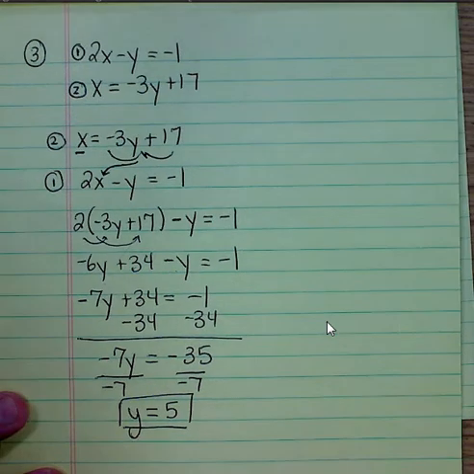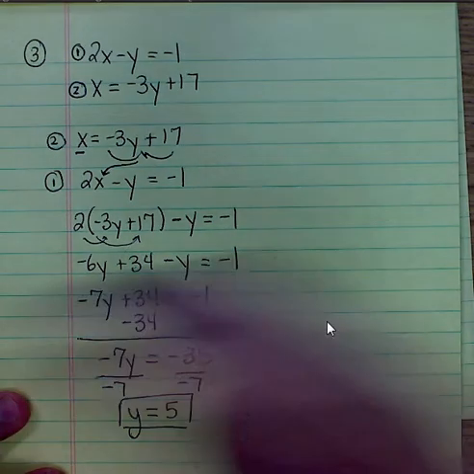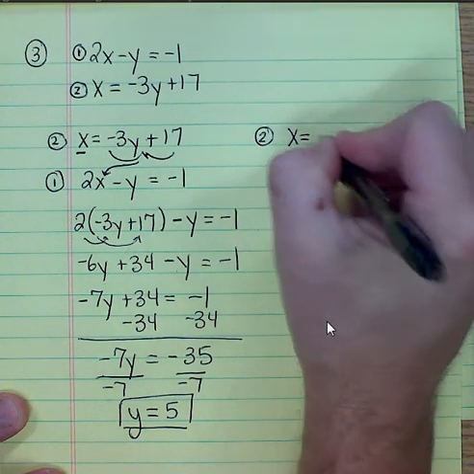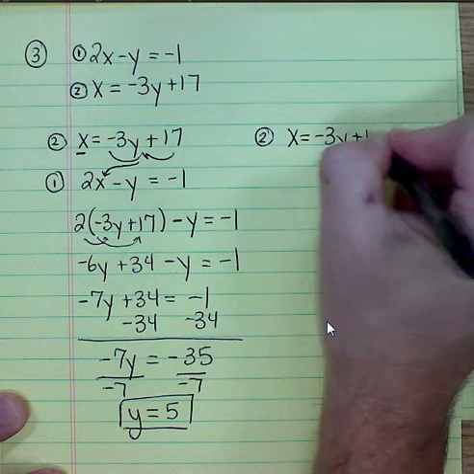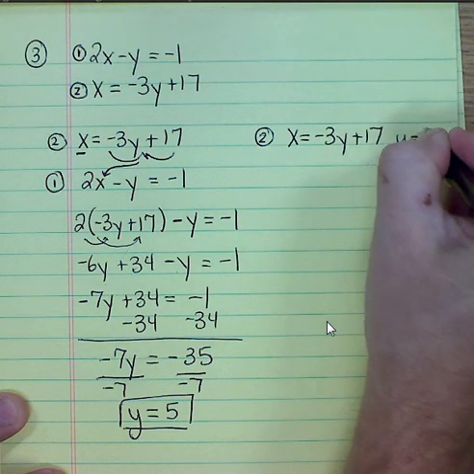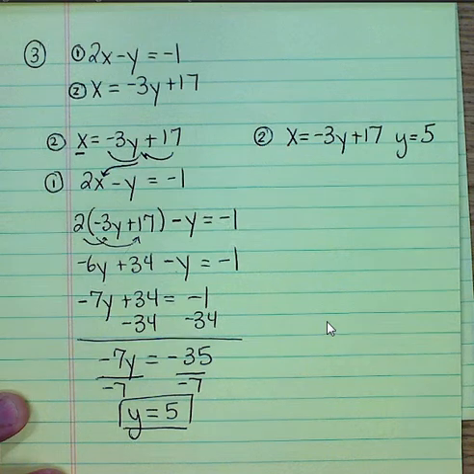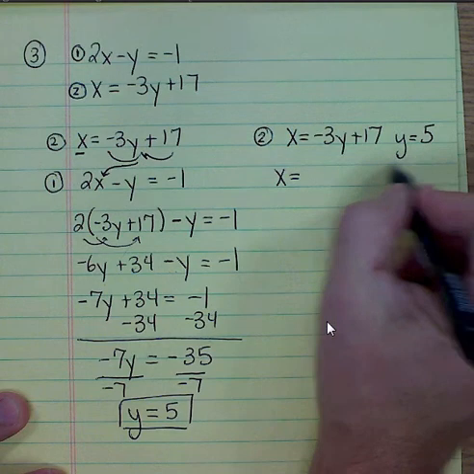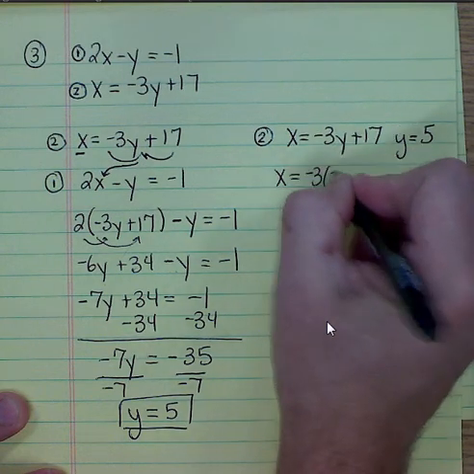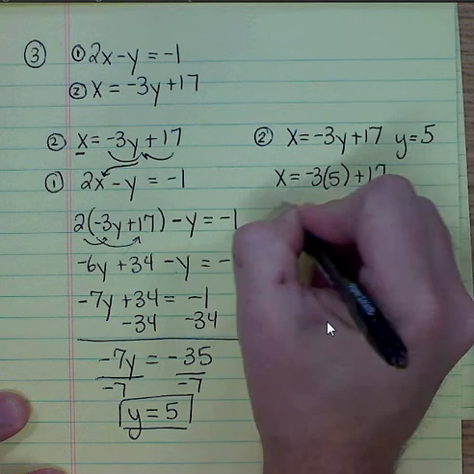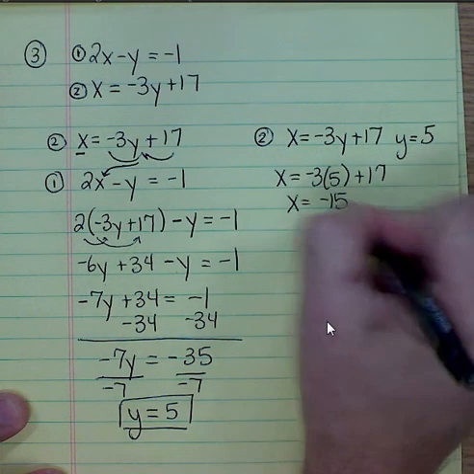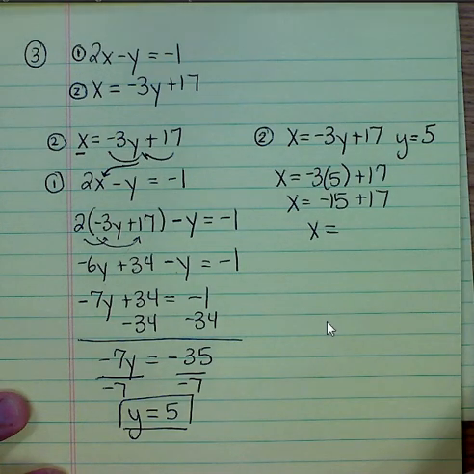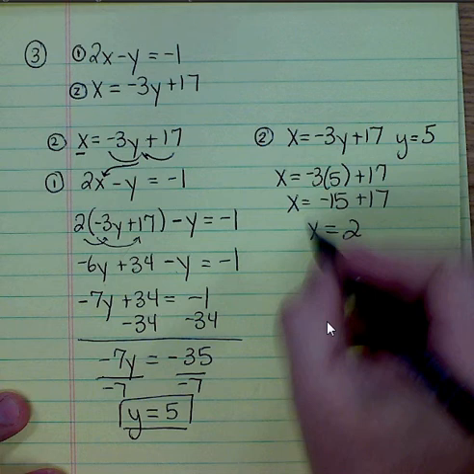What was the last equation that we used according to my work? 1. So what are we supposed to do? Switch. So now I'm going to go back to equation 2. X is equal to negative 3y plus 17. But this time I know y is equal to what? 5. So that's what we're going to write right there. So let's keep going. X is equal to, substituting in again, 5 for y. Negative 3 times 5 plus 17. X is equal to, that's a negative 15 plus 17. X is equal to 2.